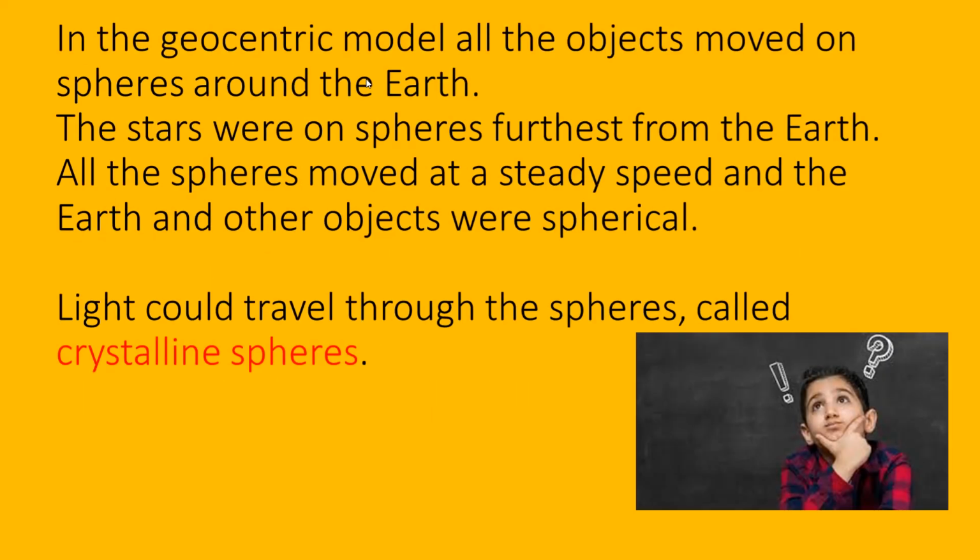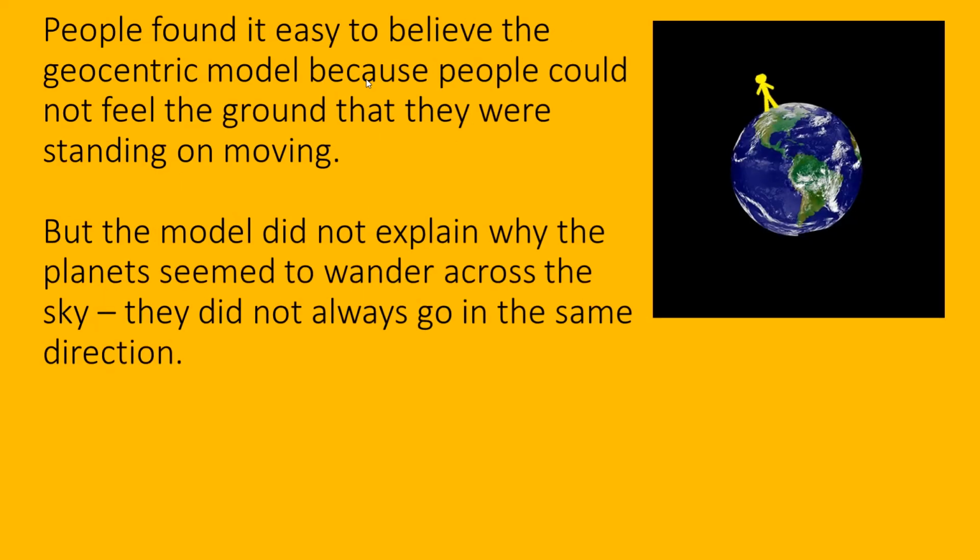In the geocentric model, all the objects moved on spheres around the Earth. The stars were on spheres farthest from the Earth. All the spheres moved at steady speed, which is not correct. And the Earth and other objects were spherical. Light could travel through the spheres, called crystalline spheres. People found it easy to believe the geocentric model because people could not feel the ground that they were standing on moving. But the model did not explain why the planets seem to wander across the sky. They did not always go in the same direction.